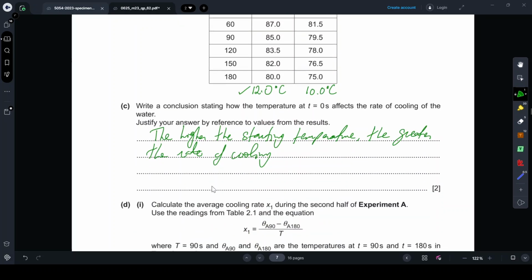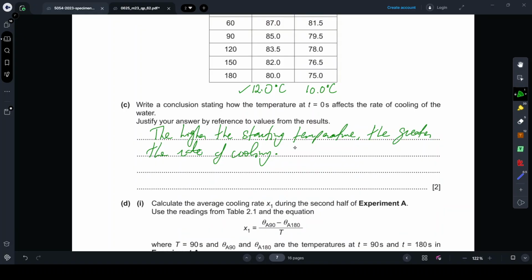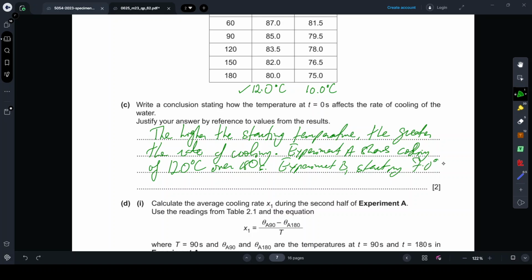And so you also mention, right, experiment A shows cooling of 12 degrees centigrade over 180 seconds, and experiment B, starting 7 degrees lower, cools only 10 degrees centigrade over 180 seconds. All right.